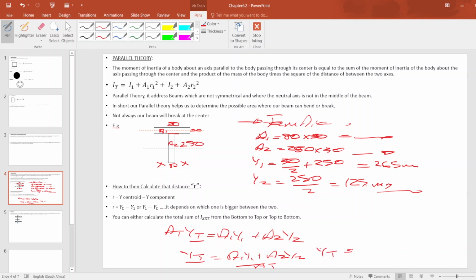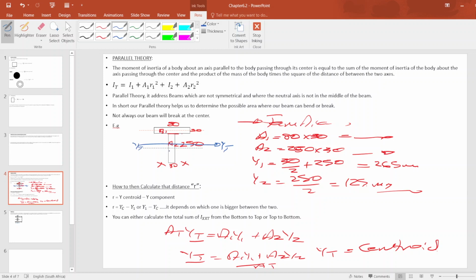And our YT, what is it? It is the total centroid. Let's say our YT is somewhere here. After we've calculated our YT, it is somewhere here. This is our YT.